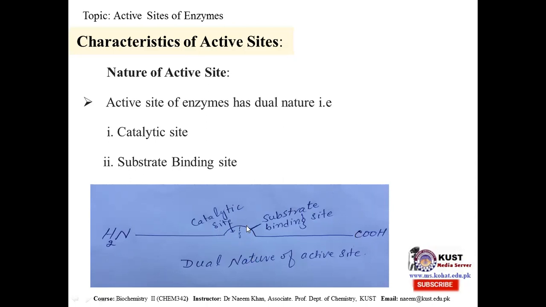If this is the active site of the enzyme, it has a dual nature, because some groups are in this part that are required for substrate binding, and some groups are here which are required for the catalysis of the reaction. So the active site of an enzyme has a dual nature. It contains groups for substrate binding and groups for the catalysis of the chemical reaction.